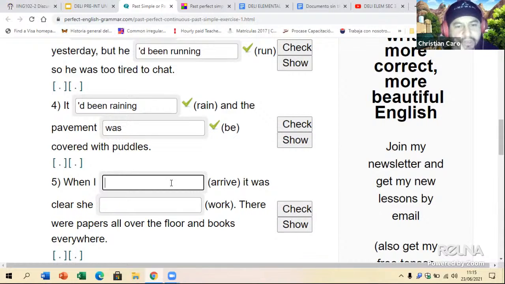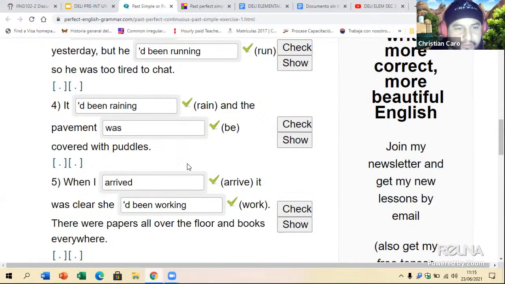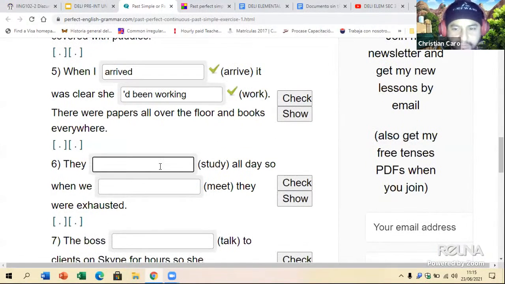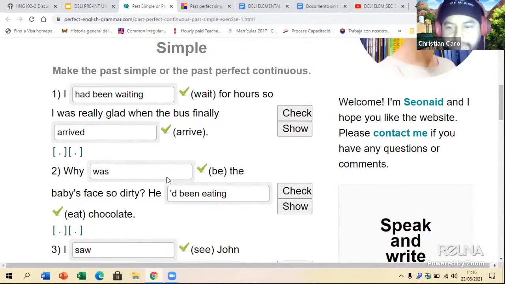Number 5. When it was clear, there were papers all over the floor and books everywhere. I got it. When Tamara dice, arrived, had been working. When I arrived, it was clear she'd been working. All right. When I arrived, it was clear Constanza dice, arrived, had been working. Right, been working. When I arrived, it was clear she'd be working. Papers, very good, absolutely right. Good. Very good job, guys. You're the real machines here. Okay.